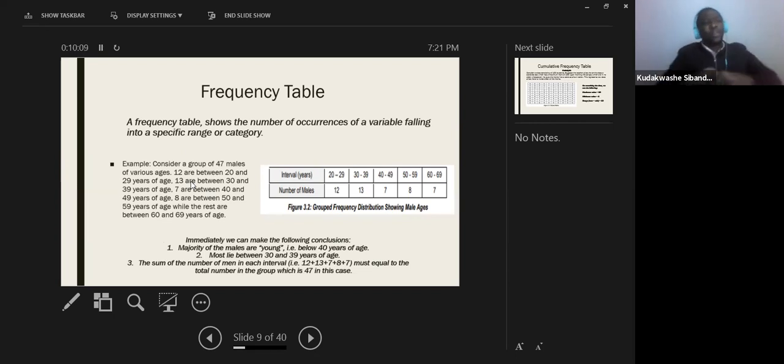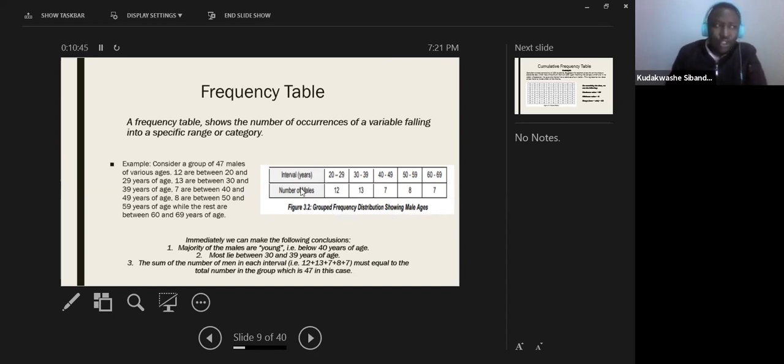The beauty of a frequency table now is you can actually group. When you employ what is called a frequency table, what you are doing basically is grouping your data. That's the main purpose of using a frequency table. You are just trying to group the data. Like in this instance, we create a frequency table.